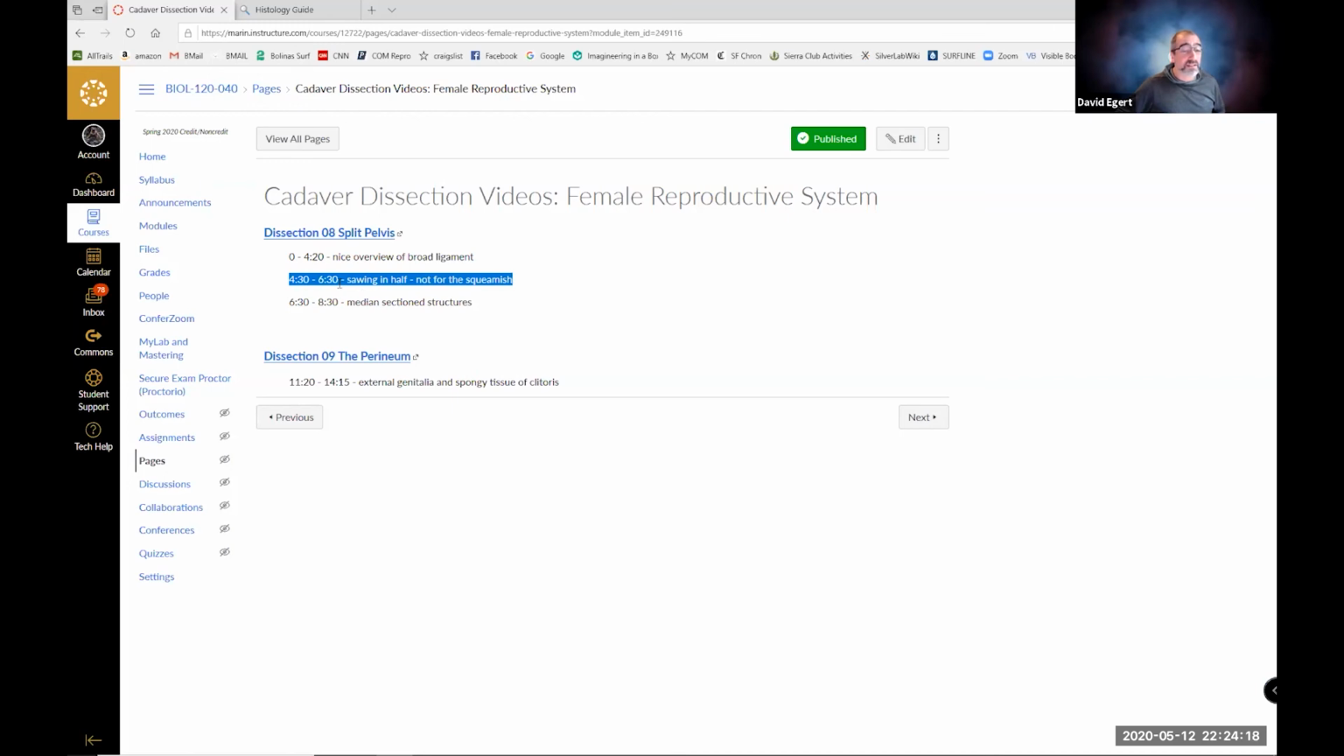It's like he literally takes a saw and just goes through this dead woman's pelvis. It's a little, even for me, it's like, whoa. But then after he's got her cut in half, there's a nice view of the median section structures. And then we'll go into the perineum where you can see the spongy tissue. So let's start here.